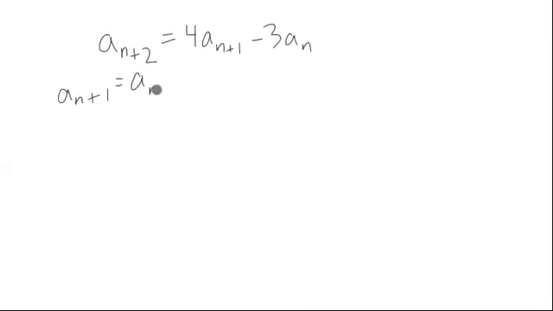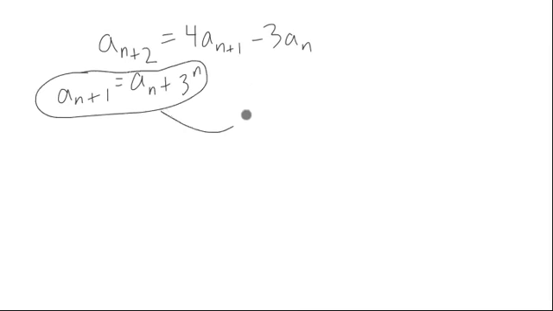Let's continue where we left off in the last video, where we found a recurrence relation that was different than the one we started with. In the last video, we started with one that looked like a sub n plus 1 is equal to a sub n plus 3 to the n. So we started with this and we converted it into this.